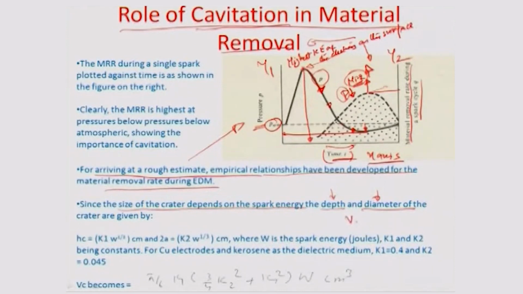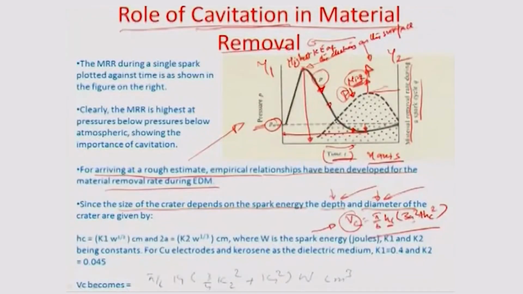You remember how we calculated the VC value to be equal to pi by 6 Hc times (3a square plus Hc square). This was what we derived last time as the crater volume, the volume of that small crater of height Hc and radius a. So the VC depends on the depth as well as the diameter, a being the radius, twice a being the diameter. Empirically it has been found that the way the crater height Hc as well as the crater radius a vary is dependent on the pulse power, or the spark energy.